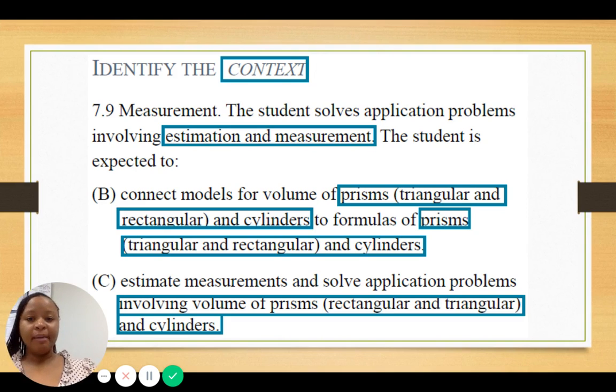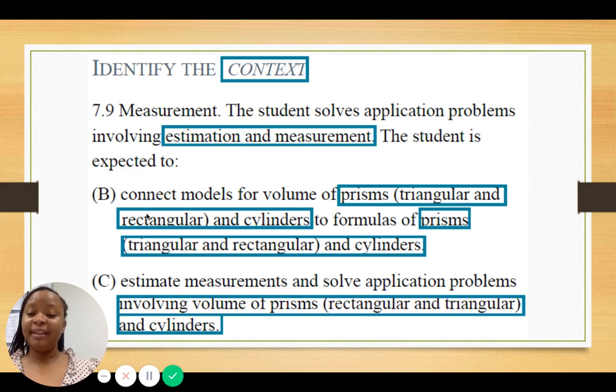Now, once I figure out my verb, I'm solving, I figure out my concept. What am I solving? Application problems. I have to give myself parameters. What does this encompass? So what am I going to solve? What applications am I solving? So my applications are involving estimation and measurement. And notice how we box them. This gives me parameters. So application problems could be so broad. It could be any kind of problems, right? But I only want to focus on estimation and measurement problems.